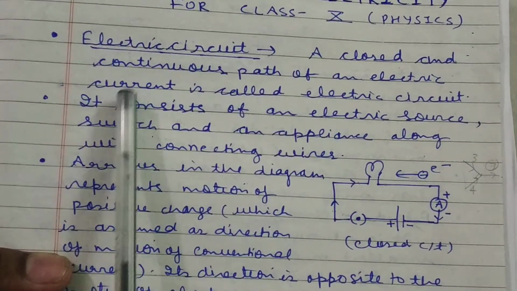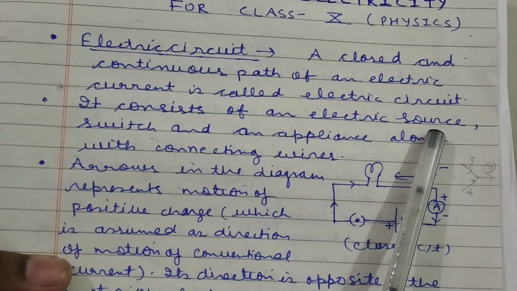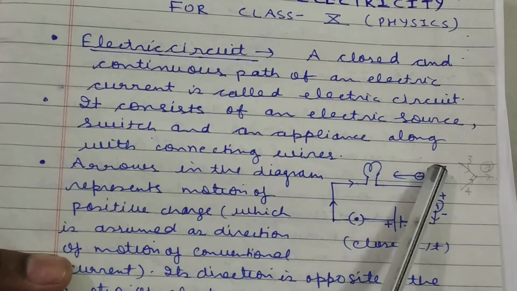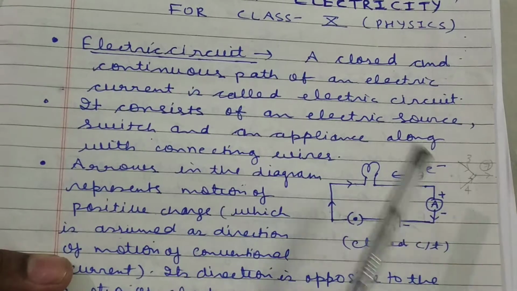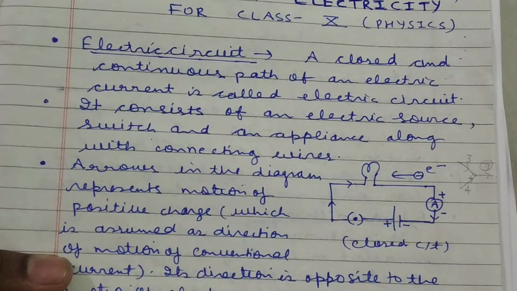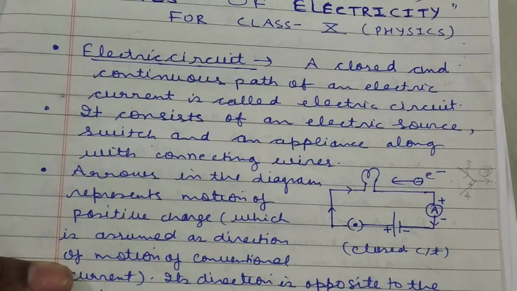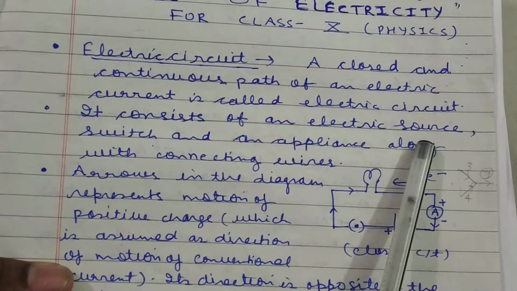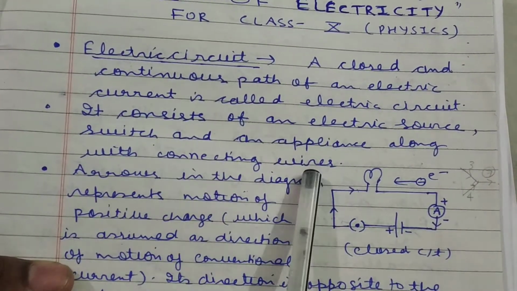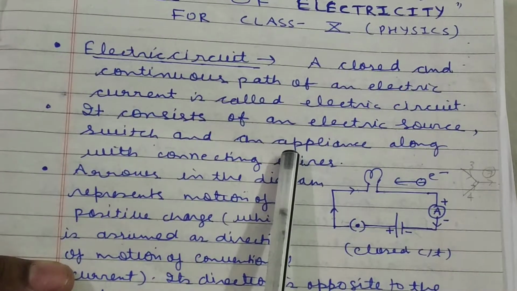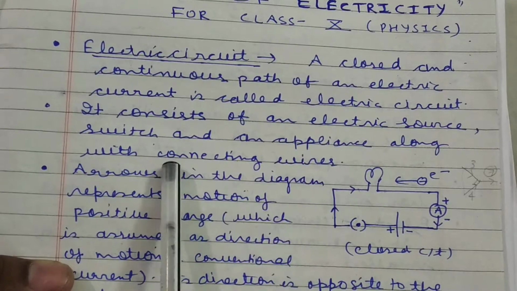Next, what does it consist of? This electric circuit consists of an electric source. Electric source means, like in that practical, you can use an electric cell, battery, generator, or we use household electricity that comes from a distant hydroelectric power station. The electric source, switch, and an appliance along with connecting wire. Appliance means any electrical device, and connecting wire. All the appliances are connected to the switchboard by means of connecting wires.